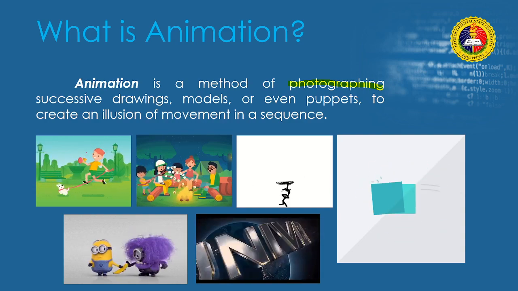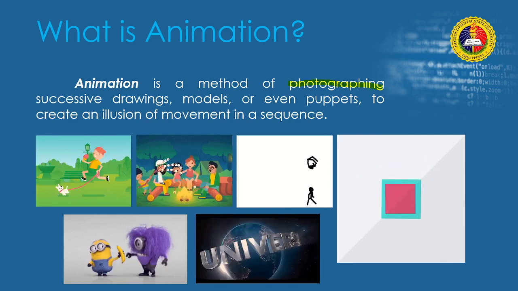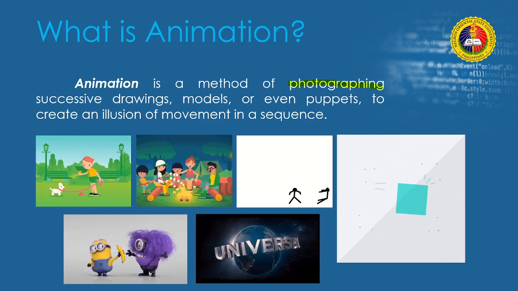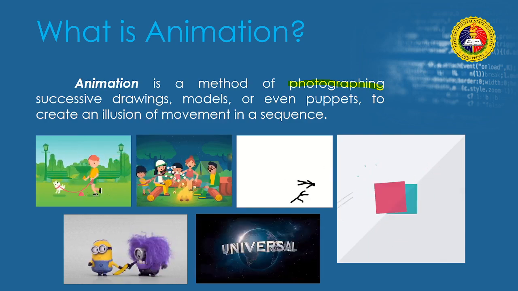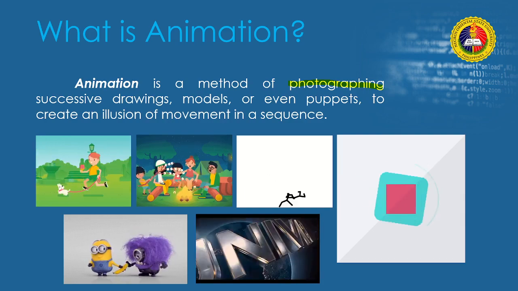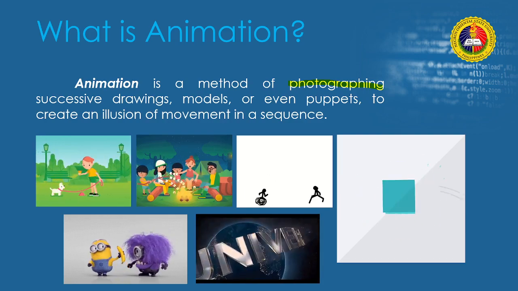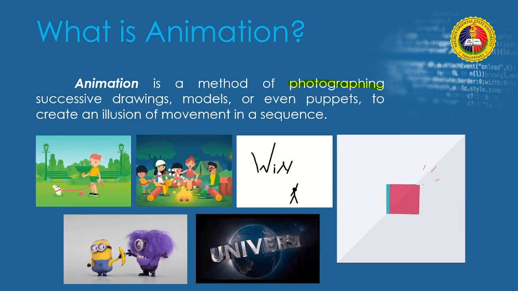So therefore, we can say that the object in the video is moving, but in reality, it's not really moving. The pictures are just being combined together and played successively. Alright? So that is the same concept with animation. It's a method of photographing successive drawings, models, or even puppets to create an illusion of movement in a sequence.